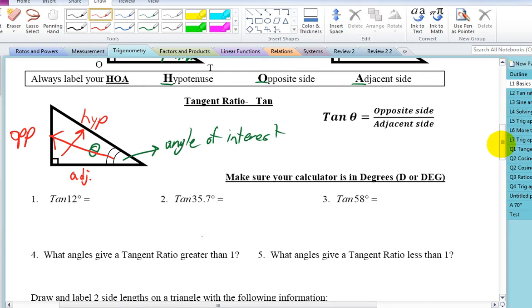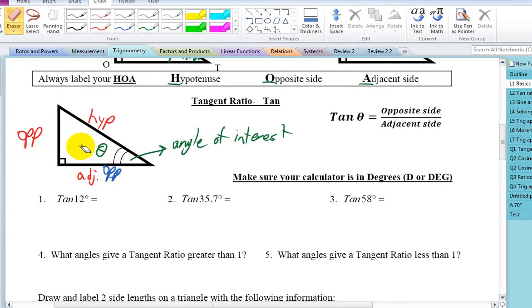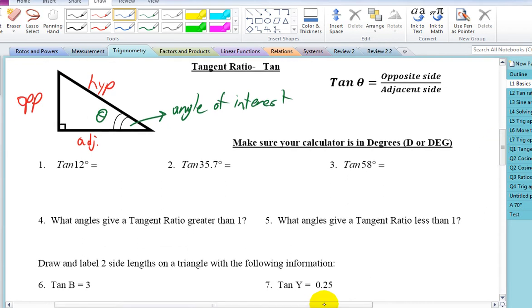Can your HOA change? Absolutely. Because if I looked at a different angle, you're going to see this in a second, don't write this down. If I start looking at this angle, well, that's the opposite side, and that would be the adjacent. So that's going to come up. Don't write it down. We'll see in a second. Okay, before we do that, let's do some easy ones.